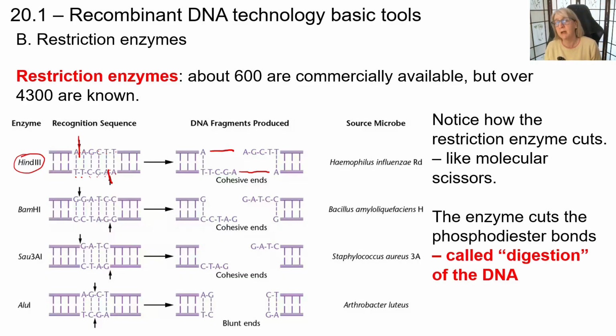We can buy about 600 different varieties of restriction enzymes now. Commercially available means you can go on the internet or go to a company and order them. And these are places where we practically insert most of our genes, but we'll actually know many more of them. These are very common among the bacteria.